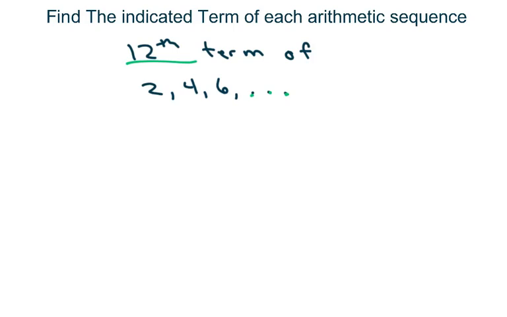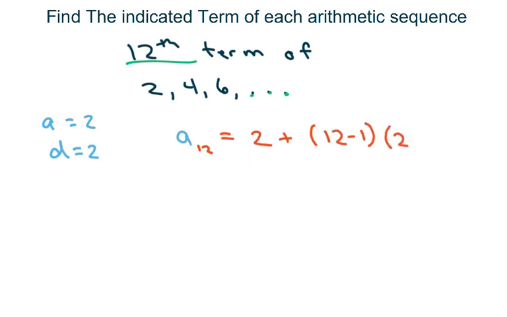So the first thing we need to know is the first term is 2, and my common difference is also 2. And I'm going to write a sub n, which in our case is 12. So a sub 12 equals our first term plus our number of terms, which is 12, minus 1, times my common difference, which is 2. So we get 2 plus 11 times 2, which equals 2 plus 22, which equals 24.